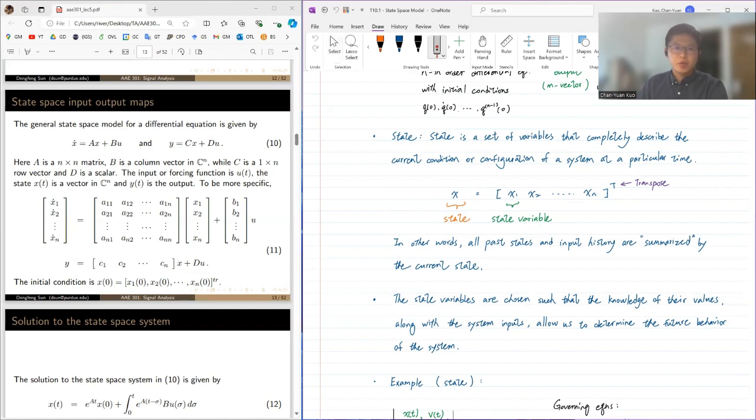Here, I'd like to elaborate on the state. The state is a set of variables called state variables that completely describe the current condition or configuration of a system at a particular time. In other words, all past states and input history are summarized by the current state. Moreover, if we know the input and the current state, then we can determine the future behavior of the system.